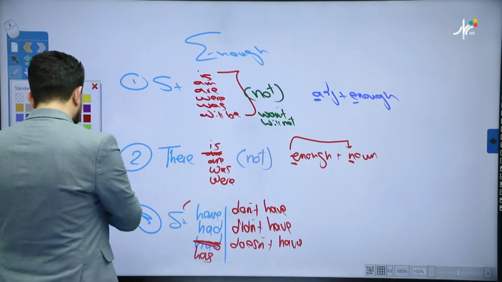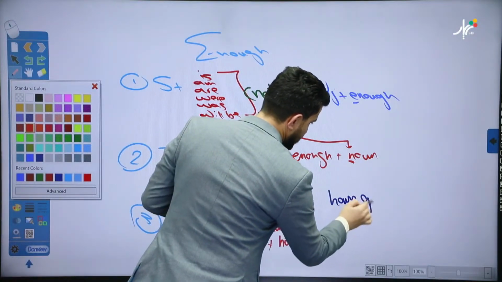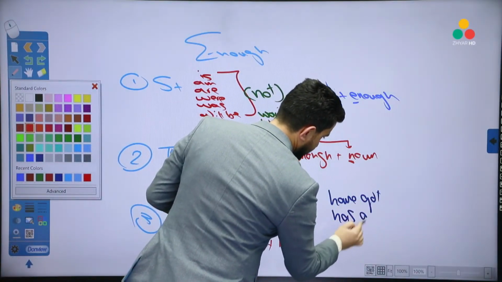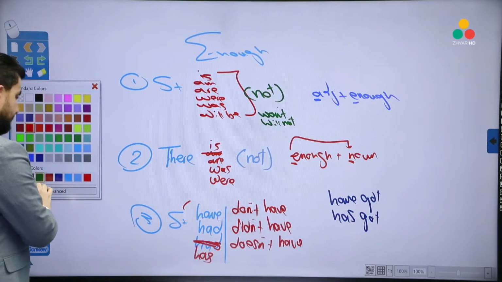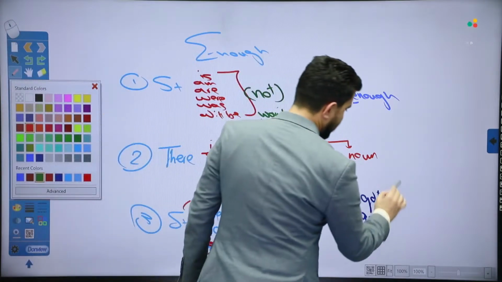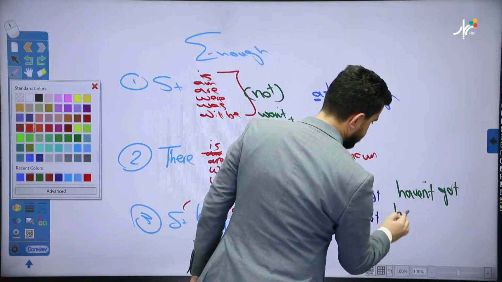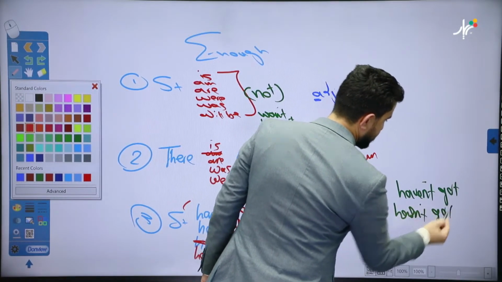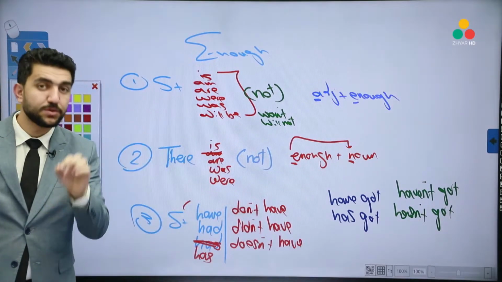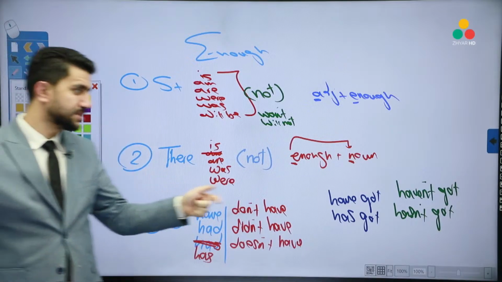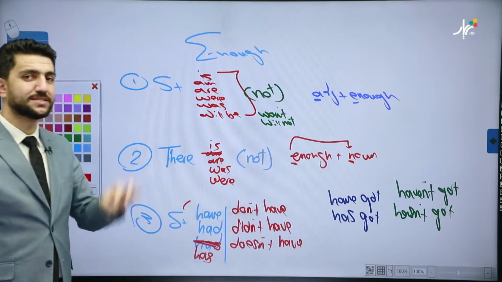But sometimes, maybe there would be another case which is called have got and has got, okay? The negative form would be haven't got, be careful, haven't got, and hasn't got. If we have this case. So have and has and had, we negatify with don't, didn't, doesn't. But have got or has got, we change it to haven't got, hasn't got.